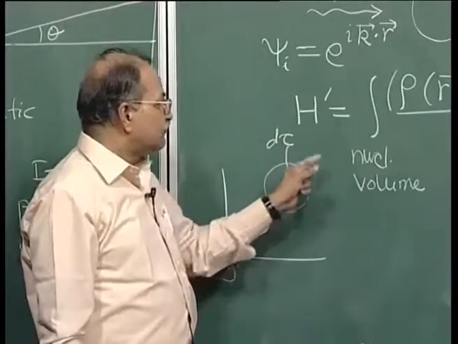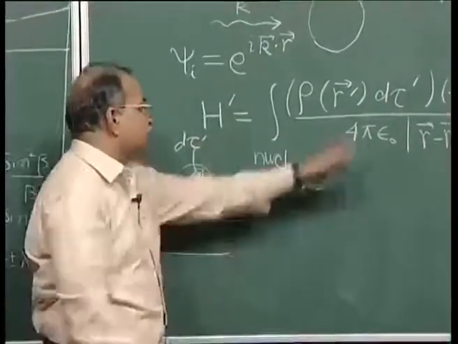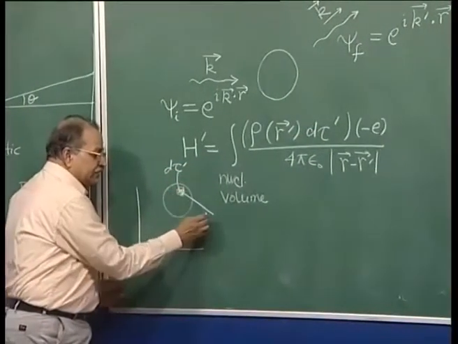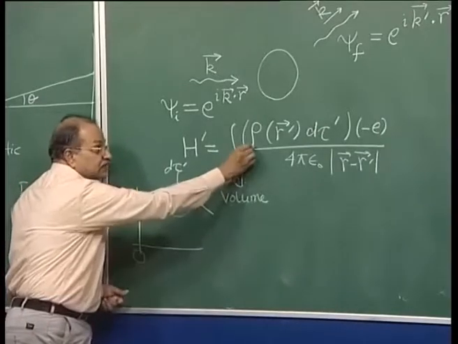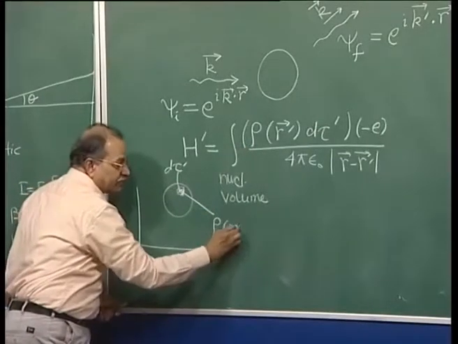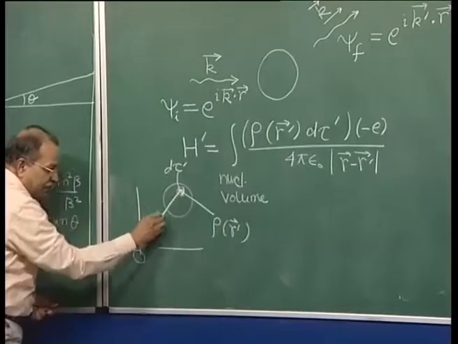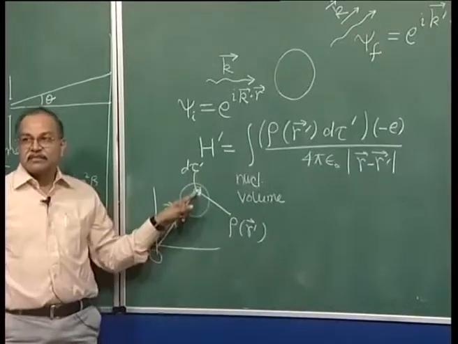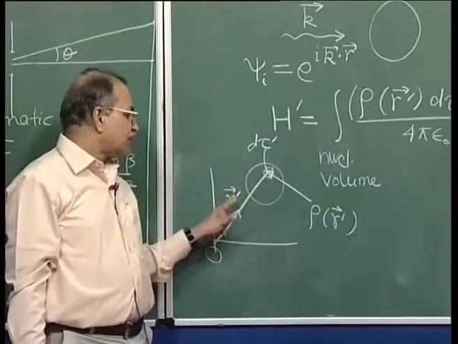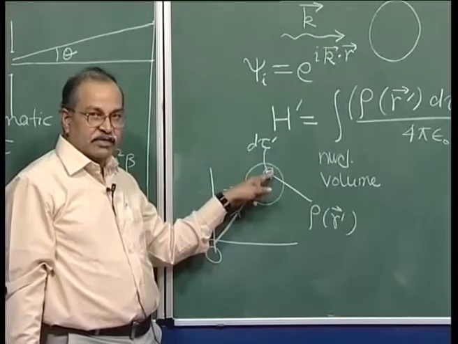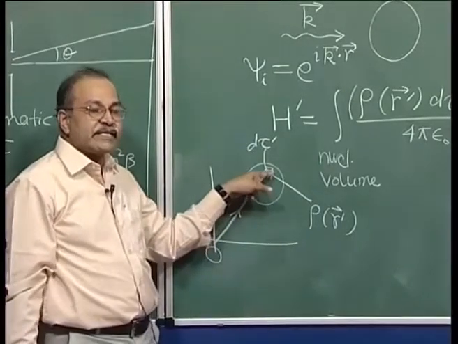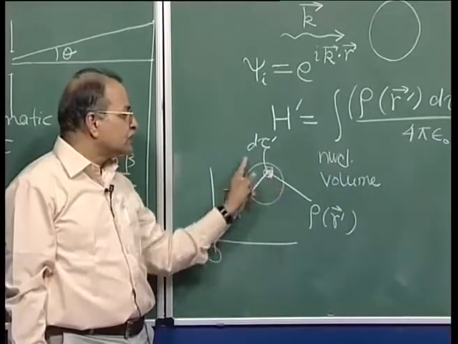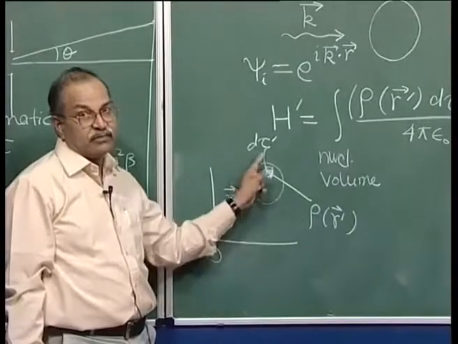So, this is d tau prime, rather d tau prime, this one, and here at this position the charge density rho r prime. What is r prime? R prime is the location vector, position vector of this element. So, at this r prime vector you take a small volume element and the charge density here is positively charged, nucleus is positively charged and the charge is distributed in this whole size, in this whole sphere.